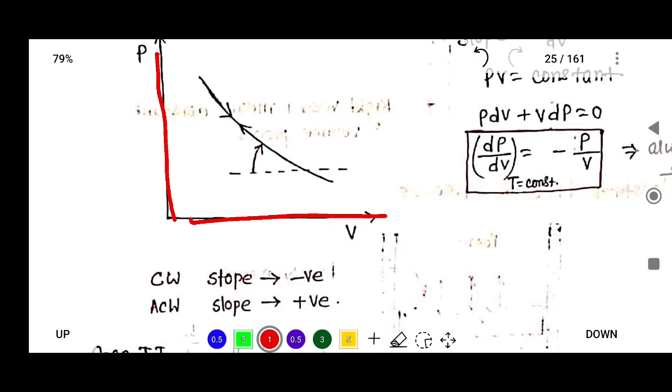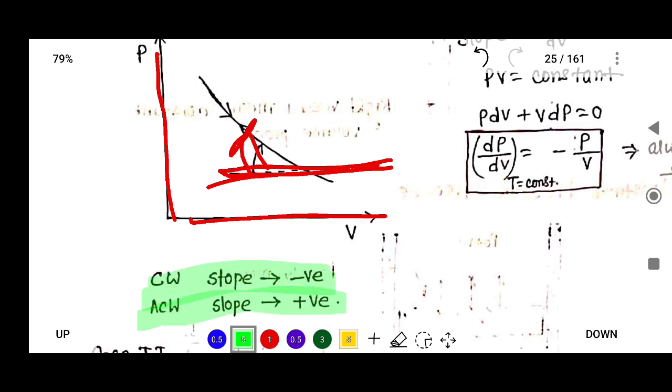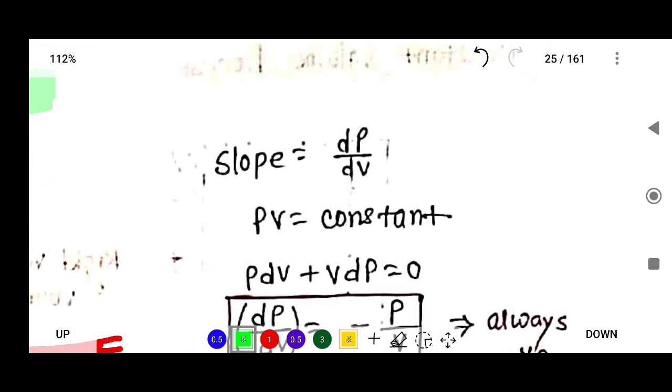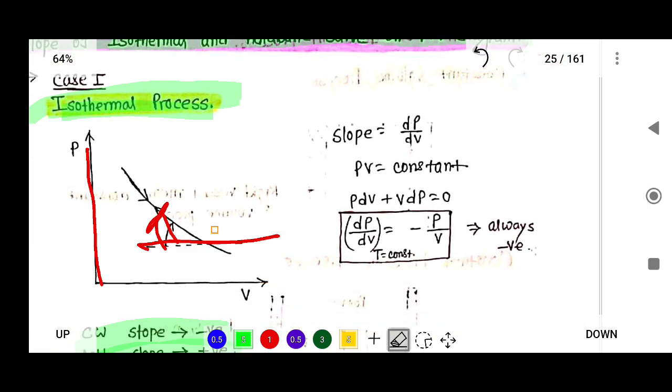Now remember that first you draw a horizontal line, and if the slope is clockwise from the horizontal line, then it is negative, and if it is an anti-clockwise slope, that is positive. Remember this is very important. If it is a clockwise slope, that is negative, and if it is an anti-clockwise slope, that is positive. Now how to calculate this slope? Slope is basically calculated as dp by dv. That means if you want to calculate the angle or slope, that is equal to dp by dv.